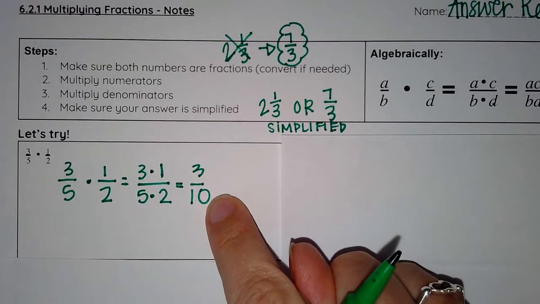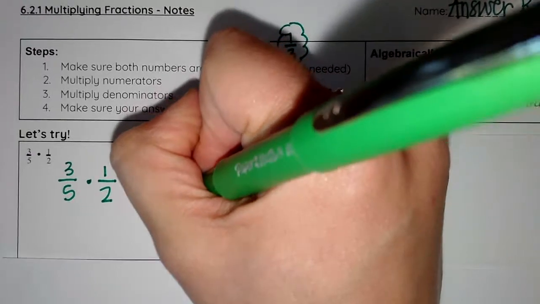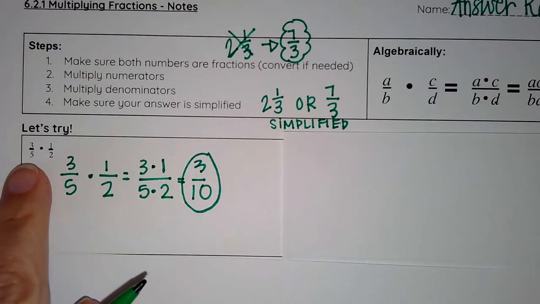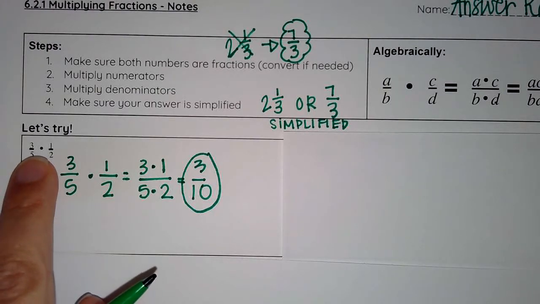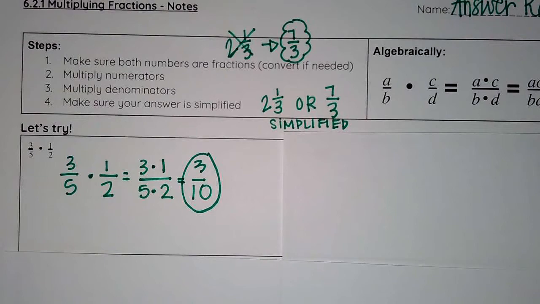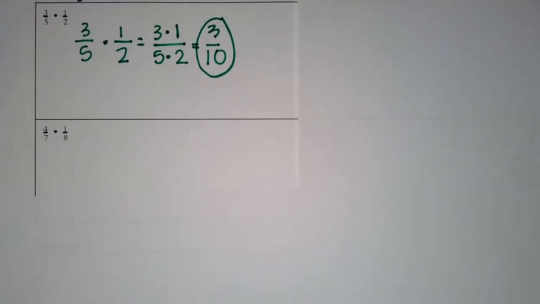3/10 is as low as it will go. That is in its simplest form. So we have our product. 3/5 times 1/2 will get me 3/10. All right, we've got another example here. 4/7 times 1/8. Pause the video and let's try this problem here.